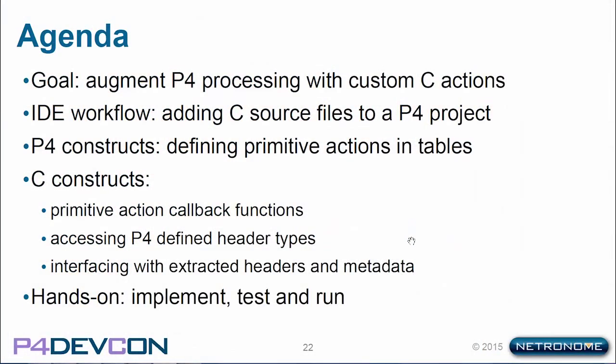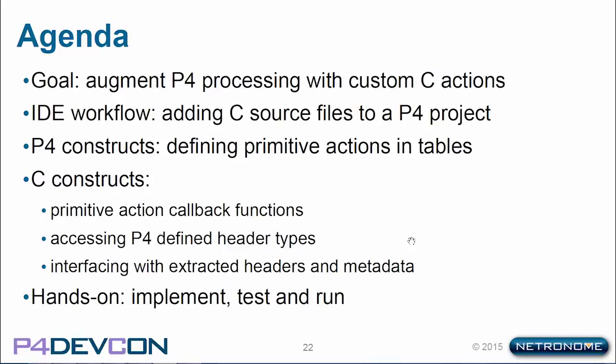So what do we want to achieve in this lab? We'd like to do exactly that. We want to add some C processing with custom actions. So they use the primitive action construct in P4 as a hook to call your C at points in the data path, and specifically where we're doing action processing.